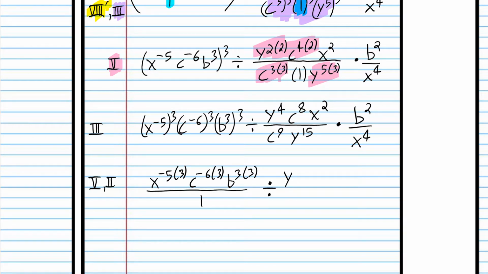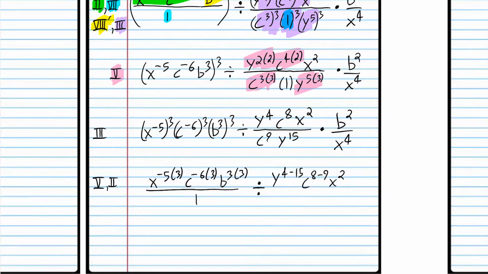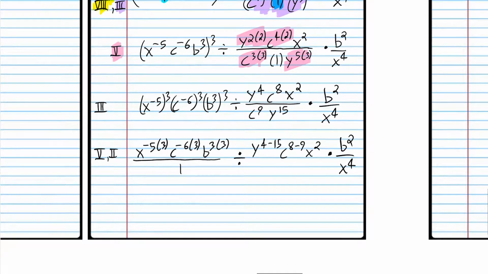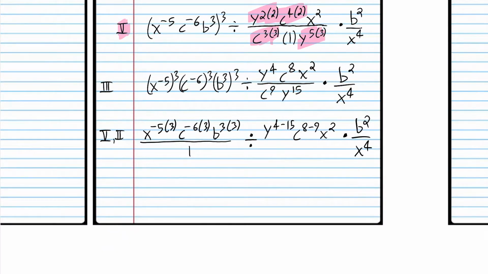And so we have y to the 4 minus 15, c to the 8 minus 9, and x squared. And let me move this over a little bit. And times b squared over x to the 4th. Okay, so let's simplify. We have x to the negative 15, c to the negative 18, b to the 9th, all over 1, divided by y to the negative 11, c to the negative 1, x squared, and that's all multiplied into b to the 2nd over x to the 4th.